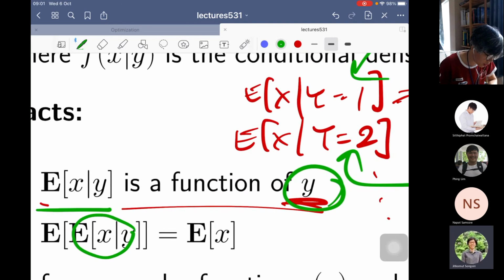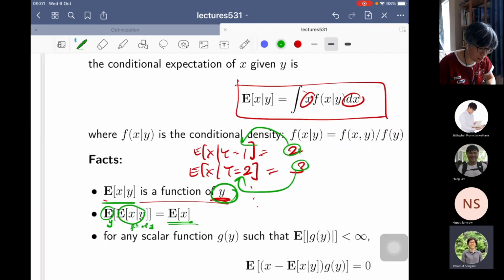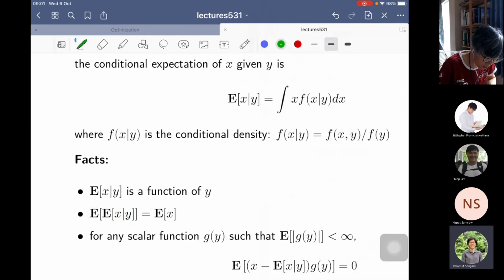This guy is a function of y, right? The conditional mean of x given y. If you take the expectation again with respect to y, surprisingly, it is equal to the expectation of x. Okay, this can be shown quickly.